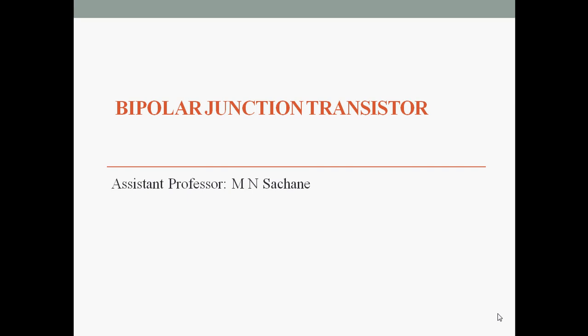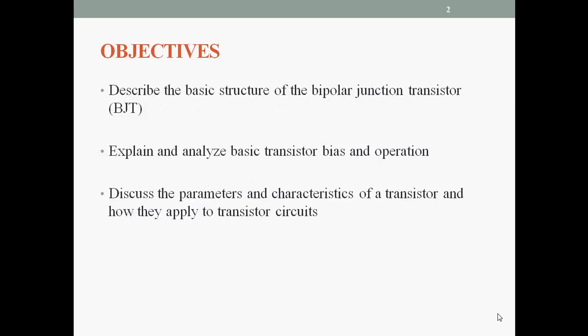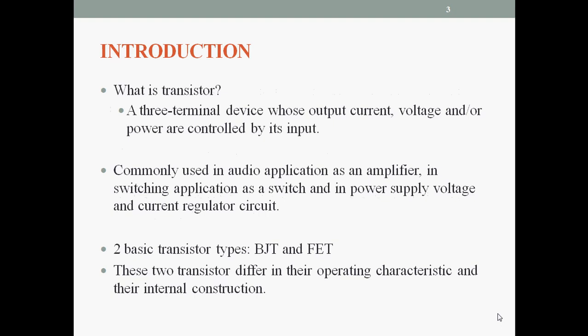Hello, in today's lecture we are going to see bipolar junction transistors. In the previous lecture we have already seen how a PN junction diode works. The objective of the lecture is to describe the basic structure of the bipolar junction transistor, which is called BJT, explain and analyze basic transistor bias and operation, and discuss the parameters and characteristics of a transistor and how they apply to transistor circuits.